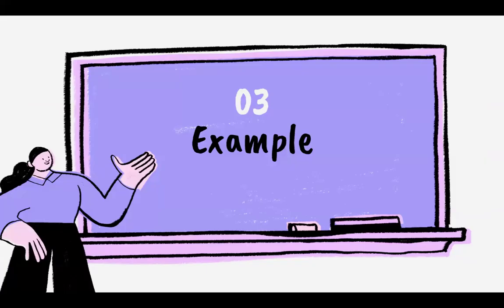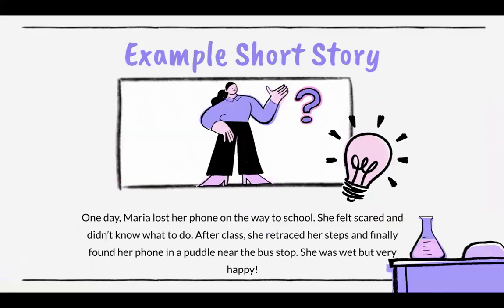So now we're going to look over a quick example. So this is our example short story. One day, Maria lost her phone on the way to school. She felt scared and didn't know what to do. After class, she retraced her steps and finally found her phone in a puddle near the bus stop. She was wet but very happy. So, this is a very short narrative story.